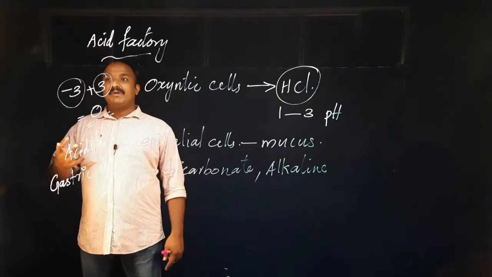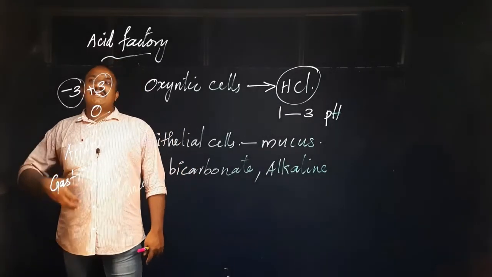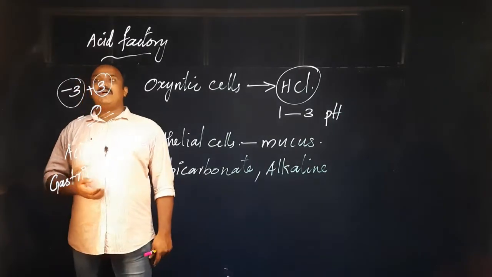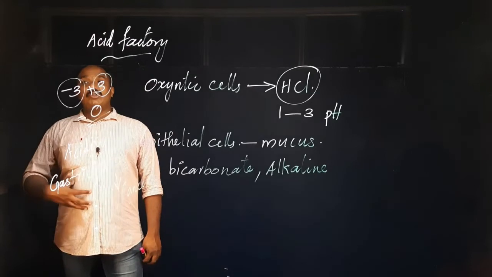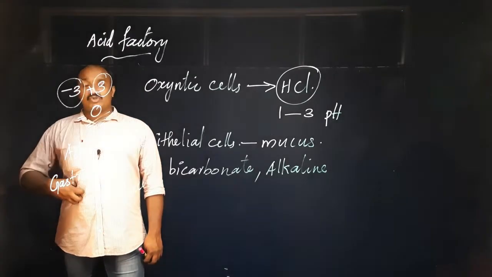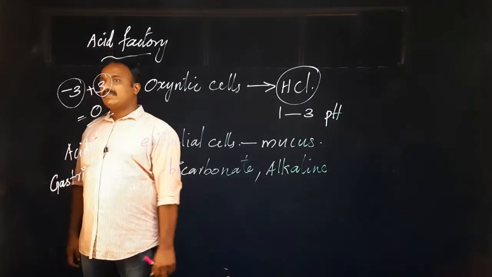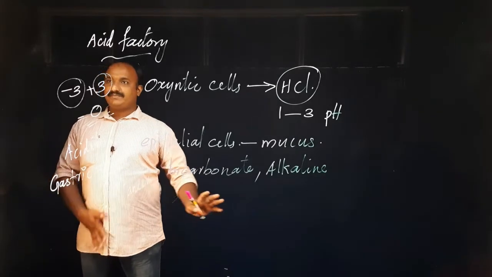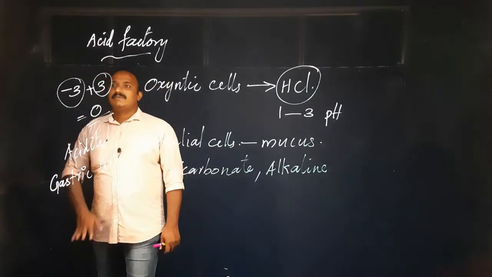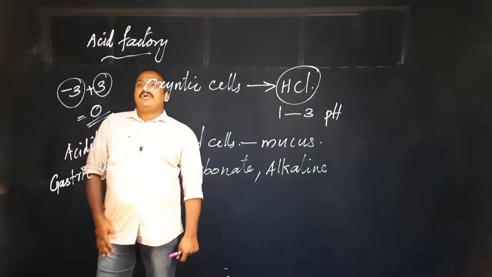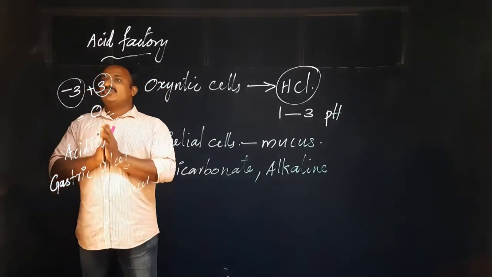But in some people, there will be excessive production of acid. That condition is called acidity. That acidity will lead to the condition of having wounds in the stomach. That is called gastric ulcer. That will lead to cancer, then death. So these are the points to study today. With this we can wind up.